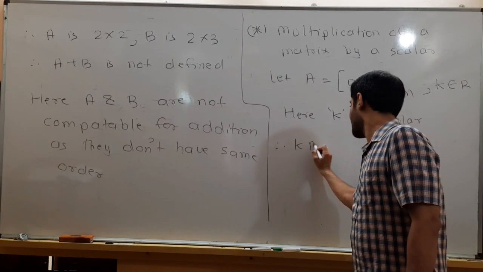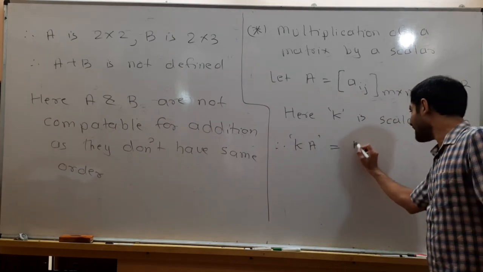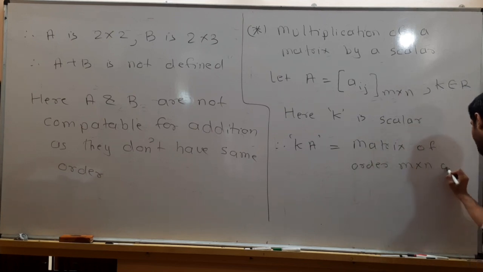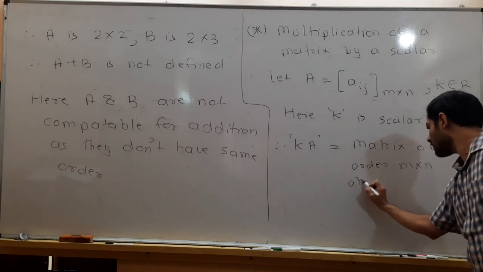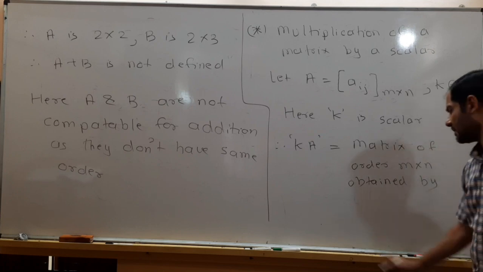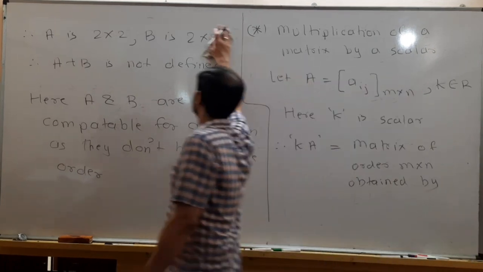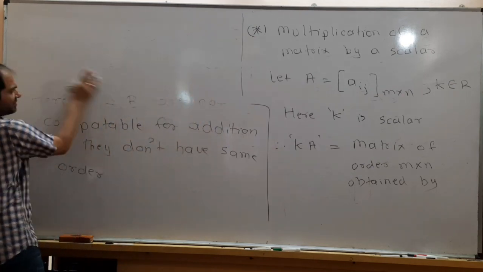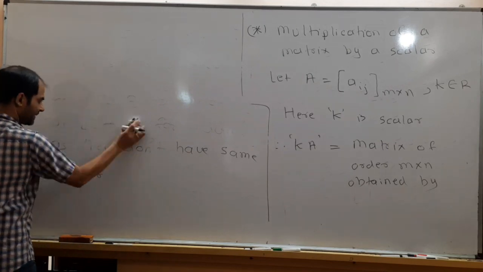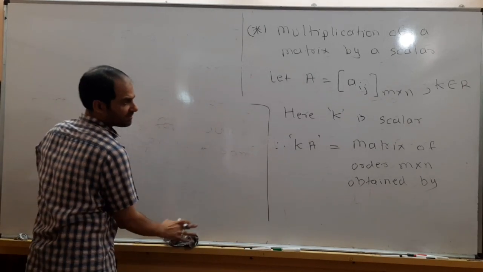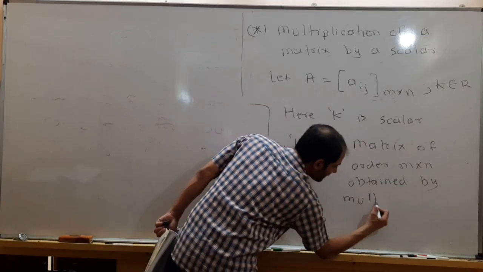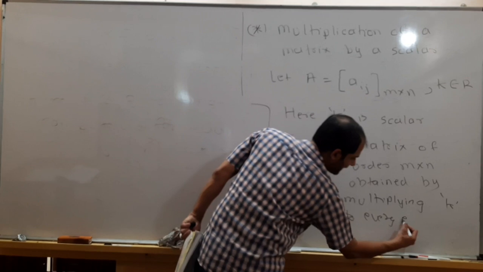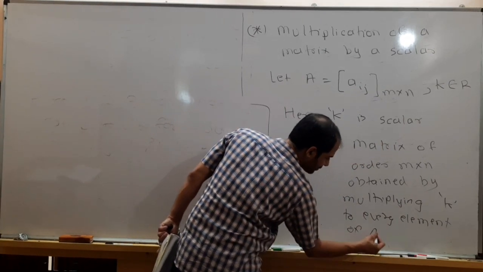Then Ka is a matrix of order n cross n obtained by multiplying every element of A by K. Let me write it again over there, don't worry.